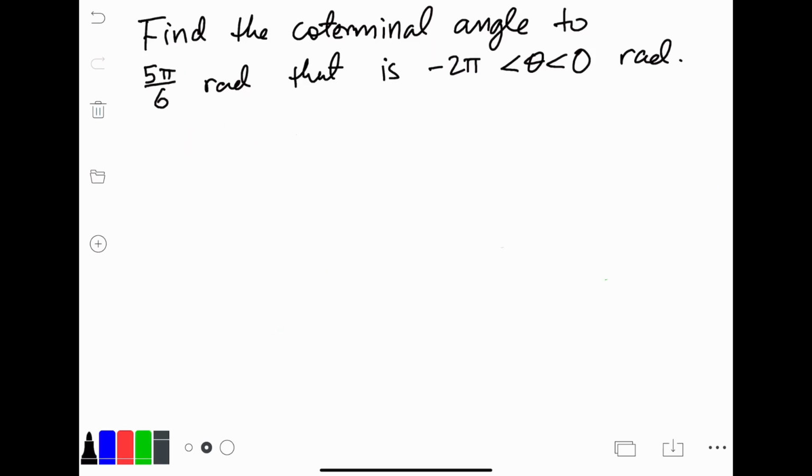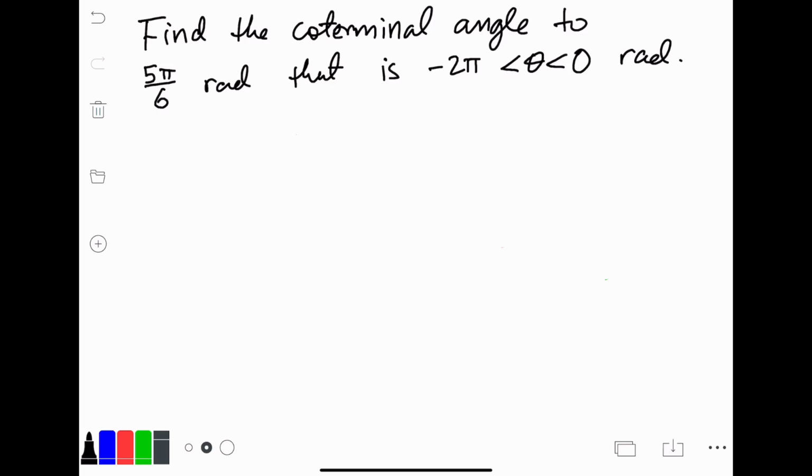In this problem, you are asked to find the coterminal angle to 5 pi over 6 radians that is in the revolution below the first revolution, meaning we're going to have to subtract one revolution. 5 pi over 6 is an angle that is in the first revolution. In fact, it is 150 degrees. We're trying to find a coterminal angle that is basically the first negative angle, so an angle that lies between 0 and negative 360, or 0 and negative 2 pi.